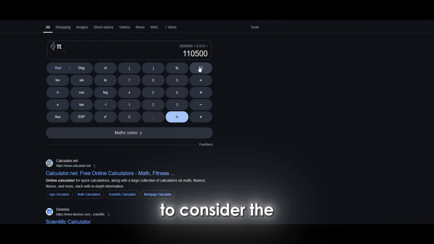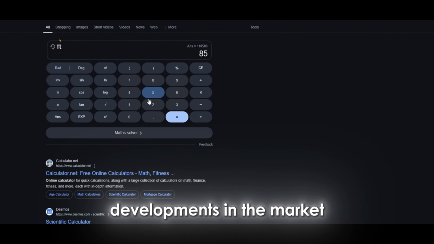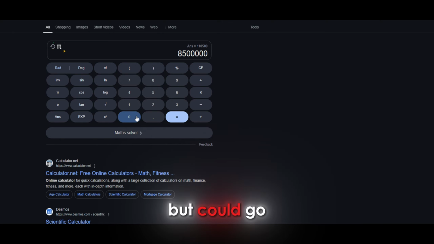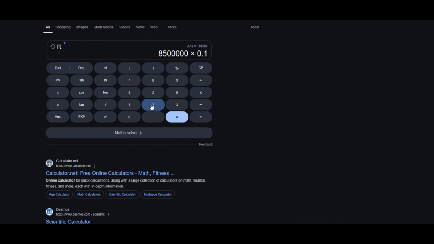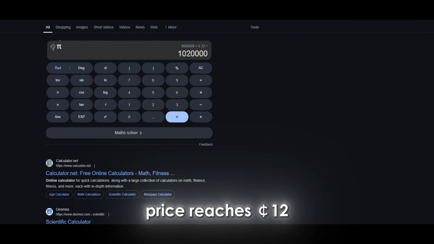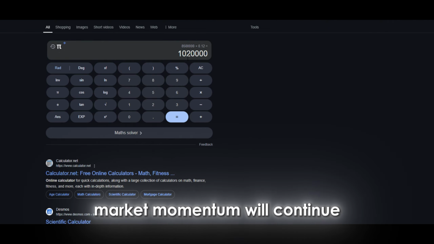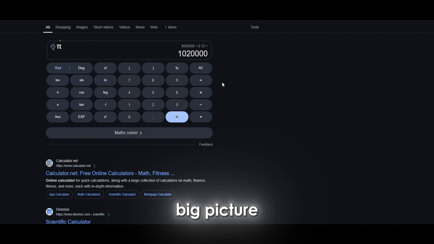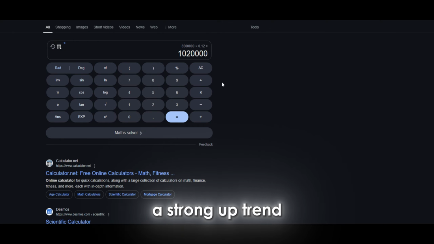However, we have to consider the possibility that if the positive developments in the market and the general momentum continue, the price may not be limited to 12 cents, but could go even higher. If this happens, the amount of investment required to become a millionaire could drop to much lower levels. In addition, investor psychology is of great importance in such rises, because once the price reaches 12 cents, factors such as whether investors will sell profits and whether the market momentum will continue will come into play. However, when we look at the big picture, we can say that this 12 cents target is not too far away if XCN enters a strong uptrend.